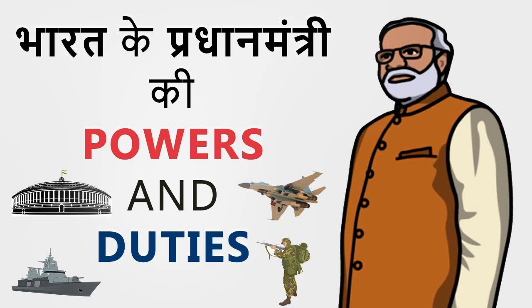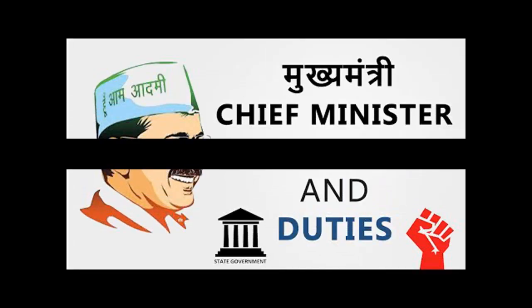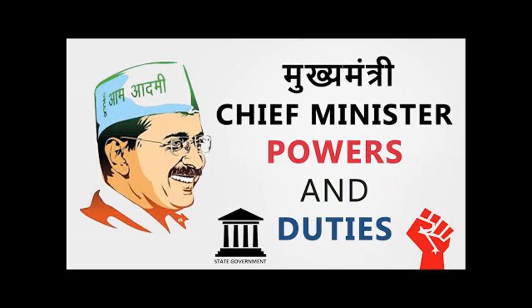which he presides over. Now the third point: in the central government, the Prime Minister supervises the work of the various ministers. In the state, the Chief Minister supervises the work of the various ministers. Now the fourth one: the Prime Minister acts as the link between the President and the Council of Ministers. Now in the state, the Chief Minister acts as the link between the Governor and the Council of Ministers.